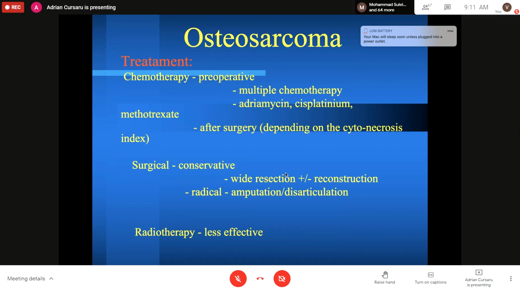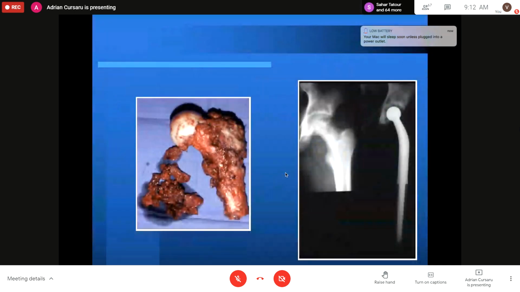What is the correct treatment for that type of tumor? Chemotherapy, but you will have poor results with that. The most important, the key of treatment in osteosarcoma, is the surgical intervention. Since we are talking about a malignant bone tumor, it is very important to make a radical one, even if we are talking about amputation, disarticulation, or a big resection and reconstruction with different types of surgical interventions. Radiotherapy is less effective, and we cannot use it in that type of bone tumor.